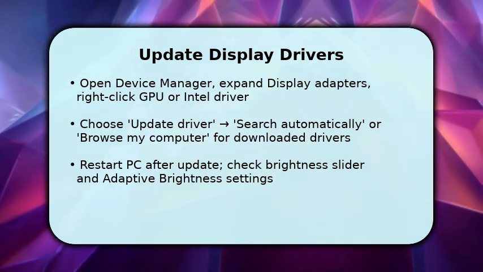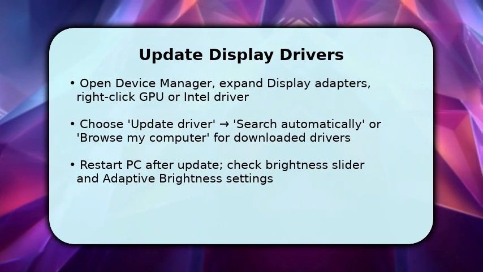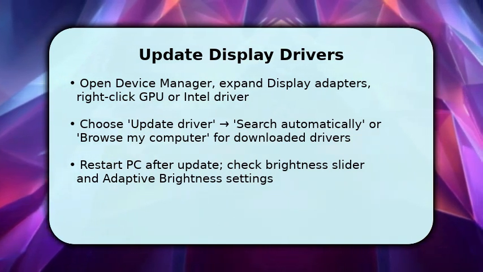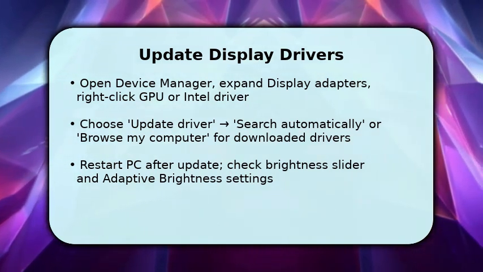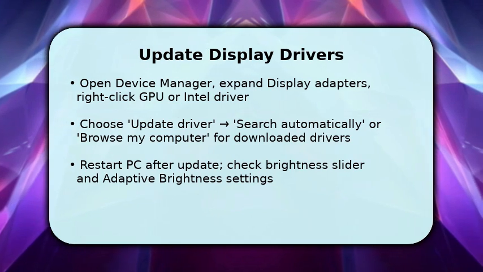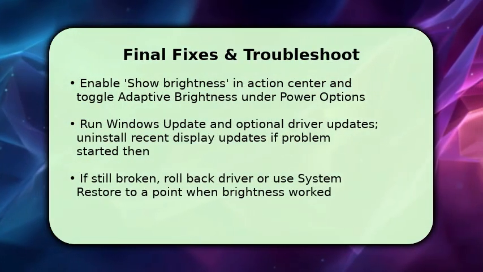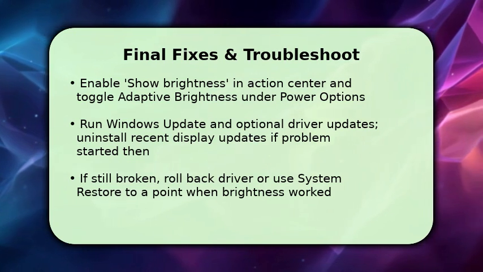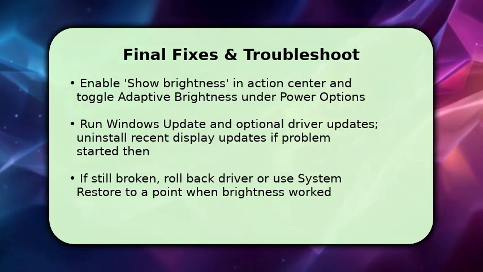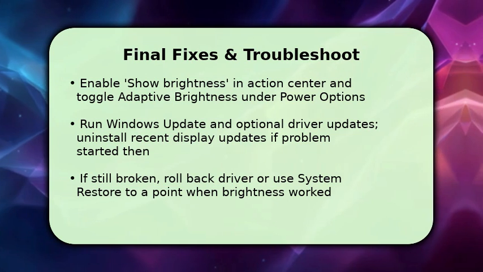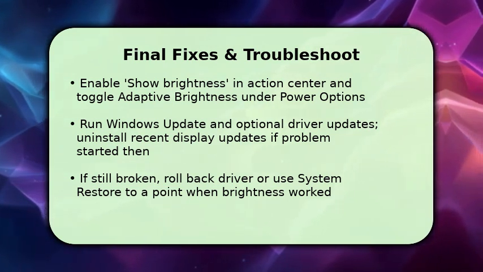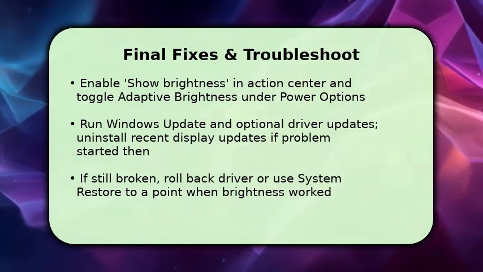After reboot, go back to Display Settings and confirm the slider returns. Also verify adaptive brightness isn't overriding manual control. Finish by checking Power Plan and Quick Actions. Ensure the brightness tile is visible in the Action Center and turn off adaptive brightness under Power Options if present, because it can auto-adjust and hide manual control.